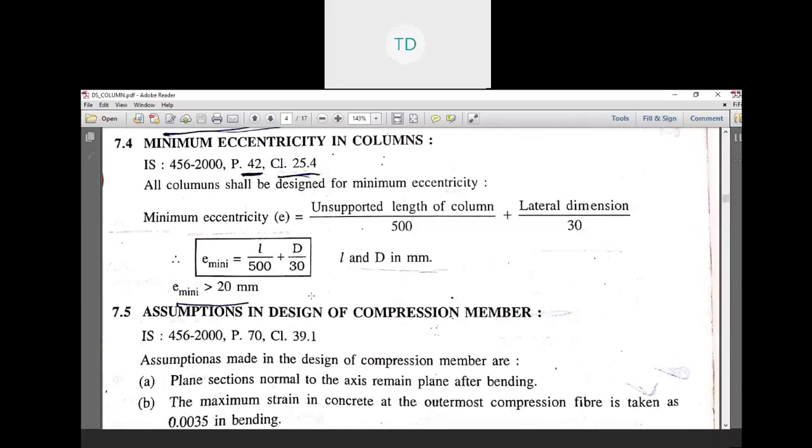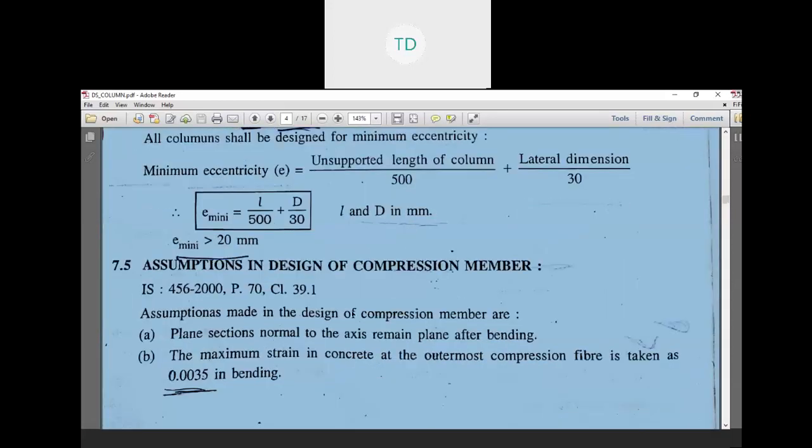The equation of minimum eccentricity: minimum eccentricity is equal to unsupported length of column divided by 500 plus lateral dimension divided by 30. That is, E minimum is equal to L by 500 plus D by 30, where L and D are in mm. E minimum is greater than or equal to 20 mm. This criterion must be known.